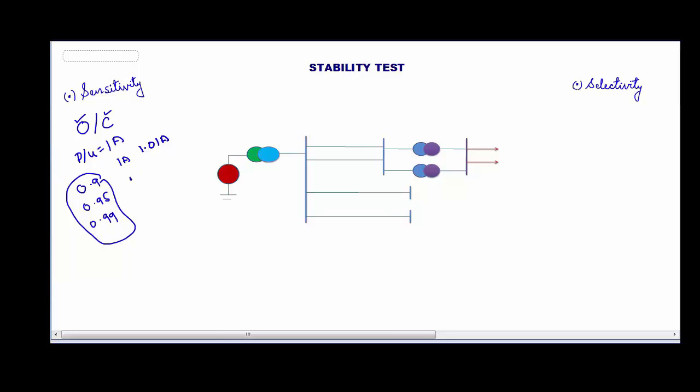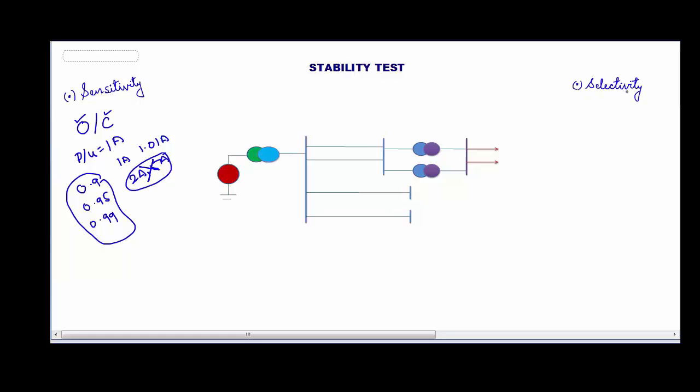But if it takes a value of, let's say, 2 amperes or 5 amperes, then we say that the relay is not sensitive, and under no situation are we going to accept that relay or install it in the system, because it is simply going to damage the system. So this is about the sensitivity of the relay.